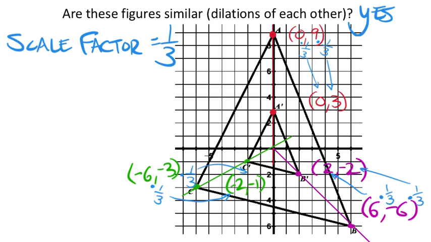Of course, the zeros aren't going to help us, but these ones would work too. Negative 1 divided by negative 3 is 1/3. Negative 2 divided by negative 6, also 1/3.